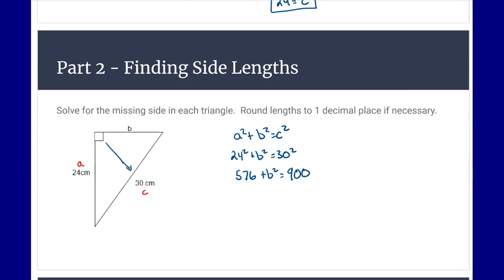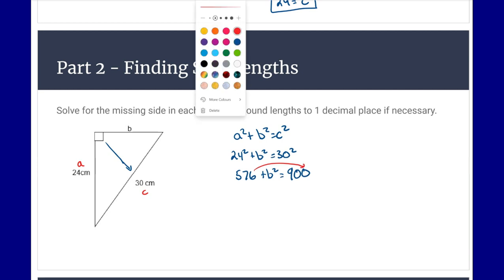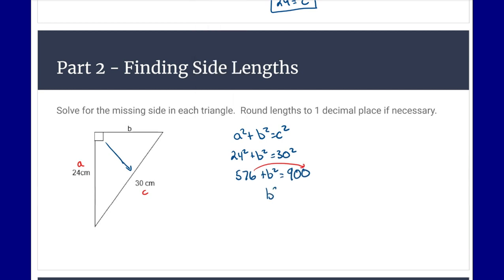Now I'm going to go through and solve this equation, right? My goal is to solve this equation for B. So what I have to do is move the 576 over to the other side, or you can think of it as canceling out, whichever way you want to think of solving it. So if I move the 576 over, it becomes subtraction. 900 minus 576 is 324.